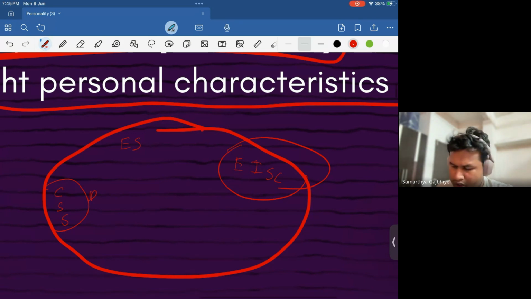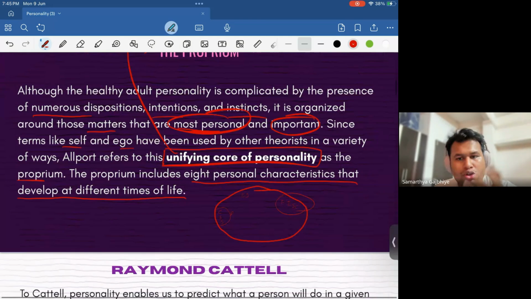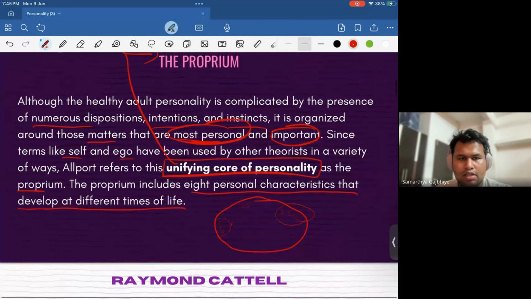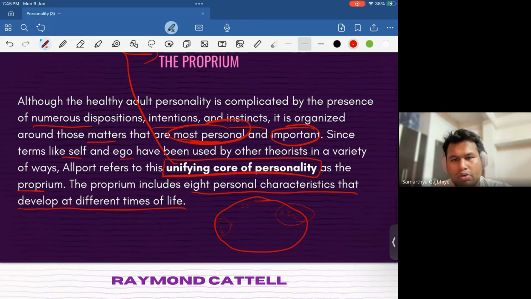So your proprium is the unifying core of your personality. This is how you react most of the time. Okay, ठीक है. प्रोप्रियम क्लियर हो गया सबको?